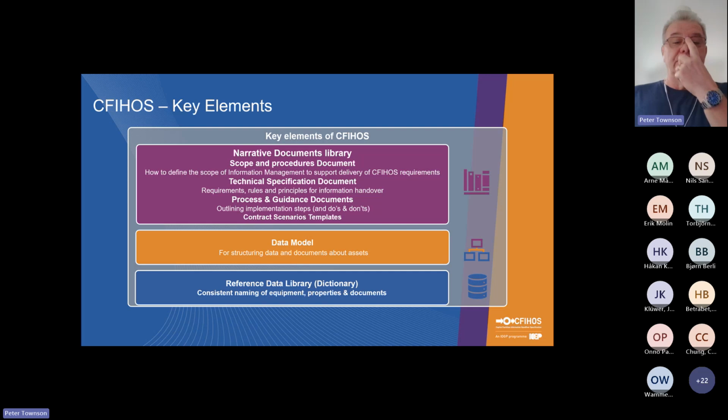We've also got our technical specification document. We refer to it as the spec doc, and that's the requirements and the rules and the general principles around the information handover. And then we have a number of process and guidance documents that help owner operators. Currently we have one for principals, one for EPCs, to help them implement CFIHOS and what good practice looks like in terms of an implementation of CFIHOS.